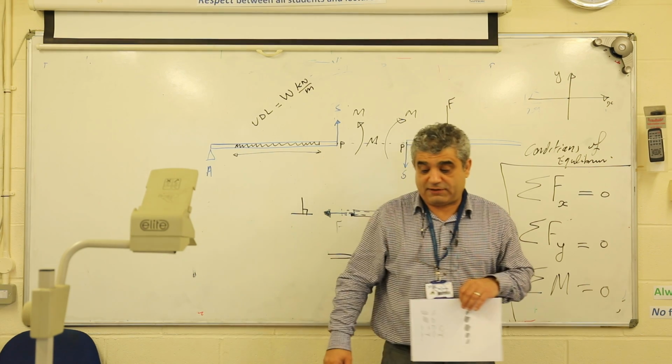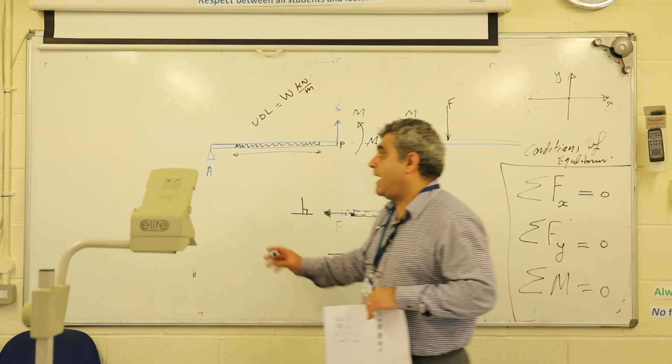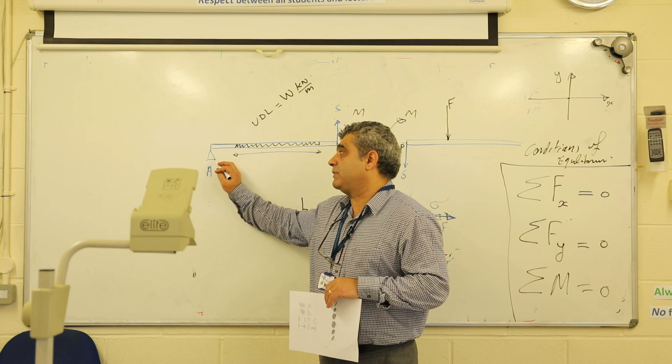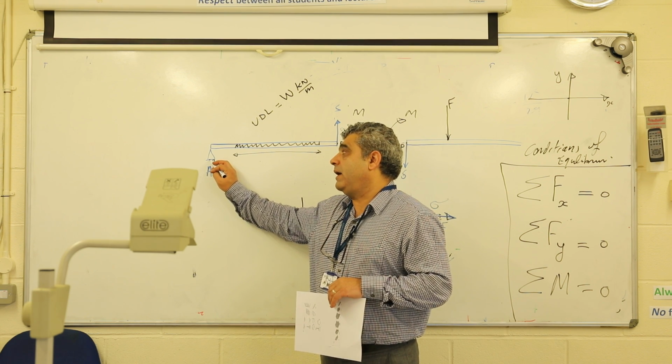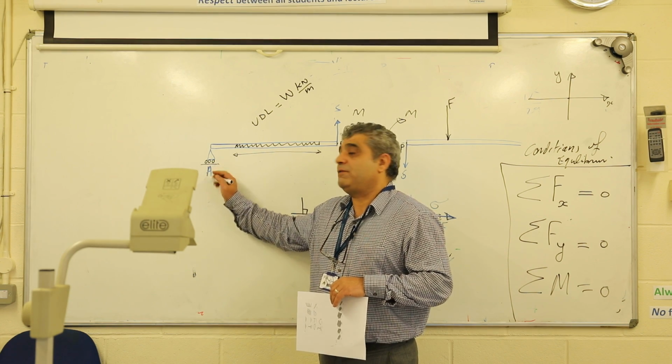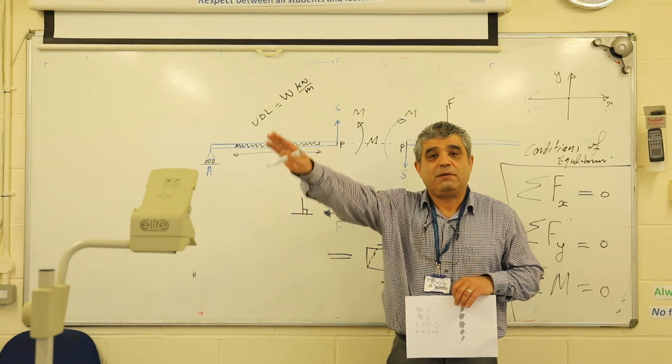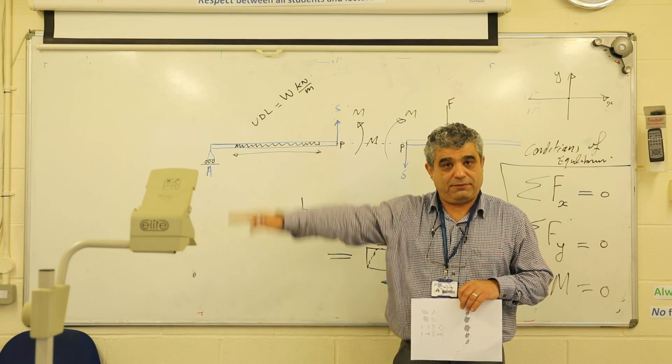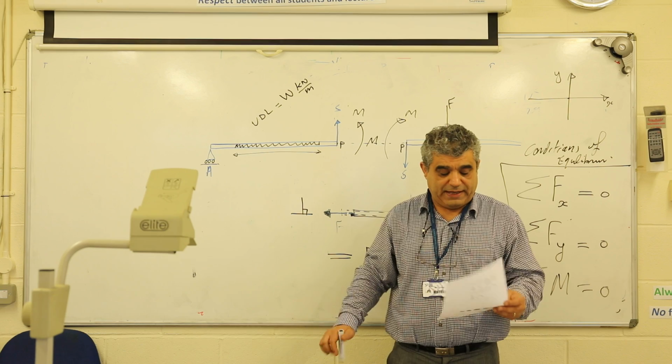And sometimes the structure has one end simply supported and another end on a roller. Basically they put this sort of circle in there. It means it can move in the X direction, but it cannot go up and down. Does it make sense? So beware of that.